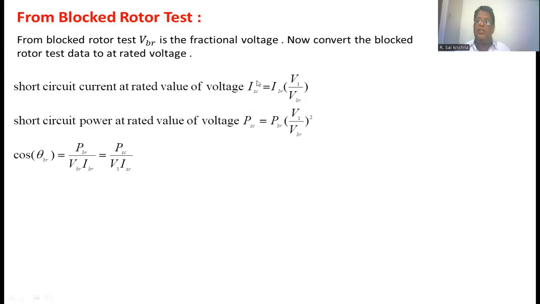This current is also a per phase current. IBR is the current taken by the induction motor during the blocked rotor test. V1 is the per phase rated voltage. VBR is the per phase blocked rotor voltage.